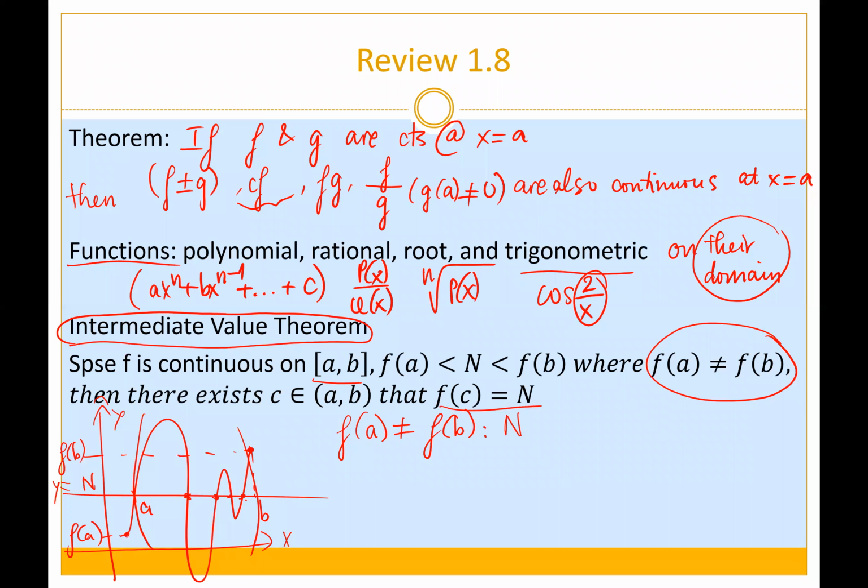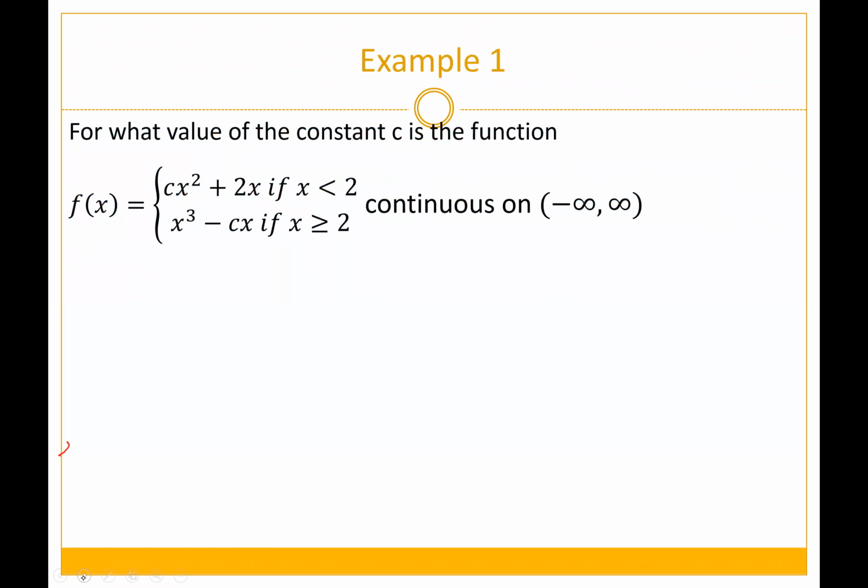Now, having said that, this is a, sorry. So now, having said that, that is the intermediate value theorem. Let's go into the example. So example 1: for what value of the constant c is the function f(x), defined as a piecewise function, continuous on negative infinity to infinity?